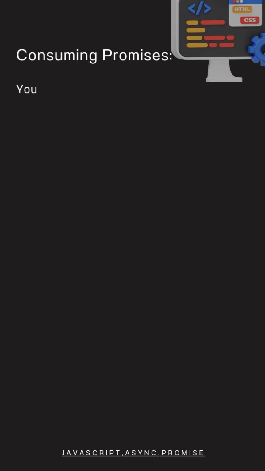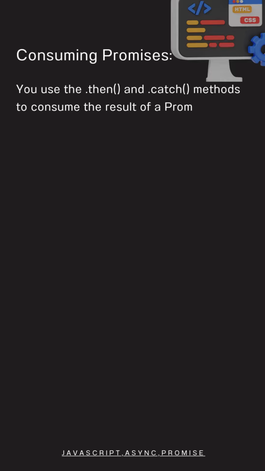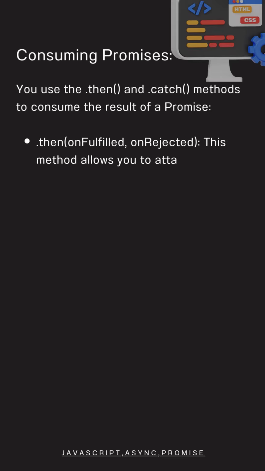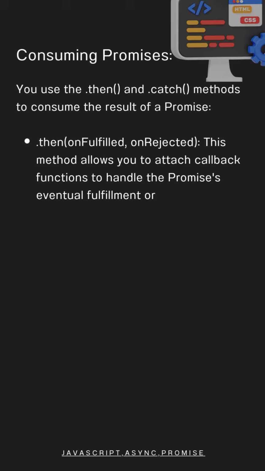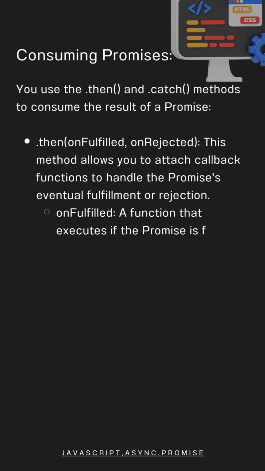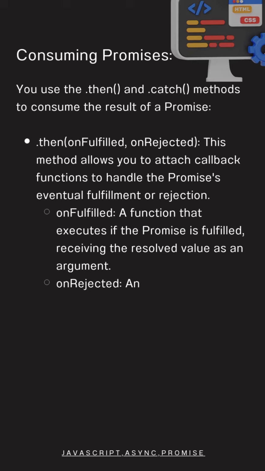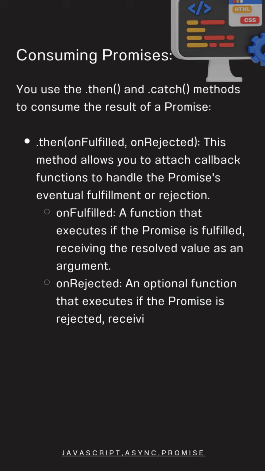Consuming promises. You use the then and catch methods to consume the result of a promise. Then method with onFulfilled and onRejected. This method allows you to attach callback functions to handle the promise's eventual fulfillment or rejection. OnFulfilled function. A function that executes if the promise is fulfilled, receiving the resolved value as an argument. OnRejected function. An optional function that executes if the promise is rejected, receiving the rejection reason, error, as an argument.